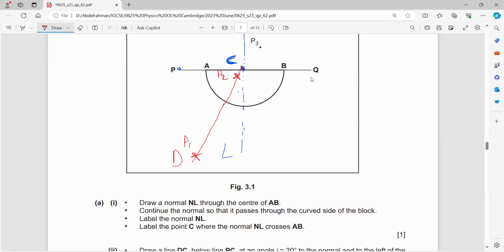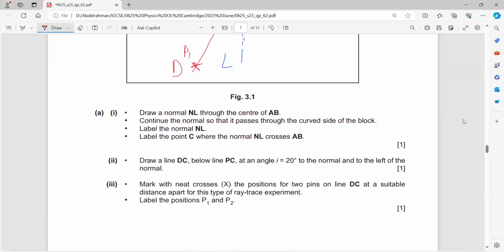The distance between P1 and P2 has to be at least 5 centimeters. That's why we place them as far as possible from each other. So this is the distance between P1 and P2. Nice.